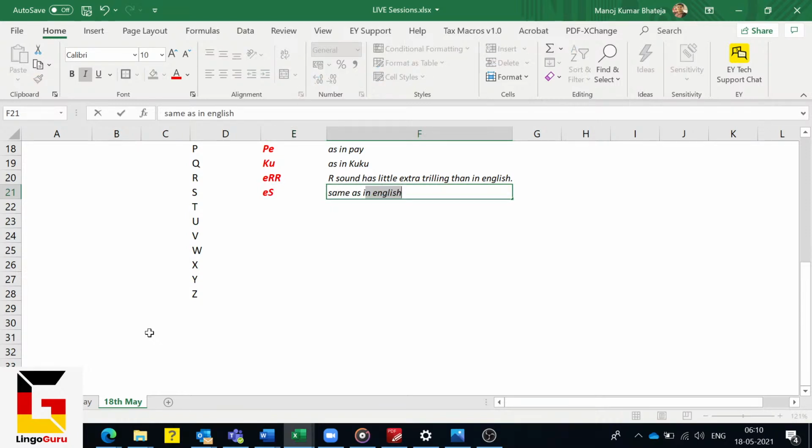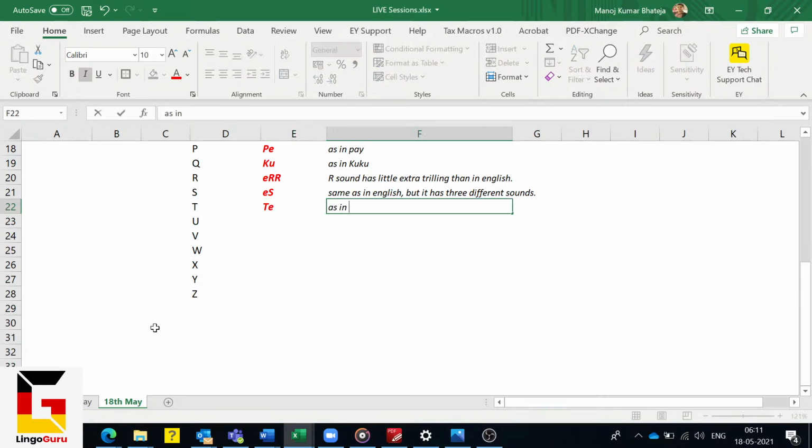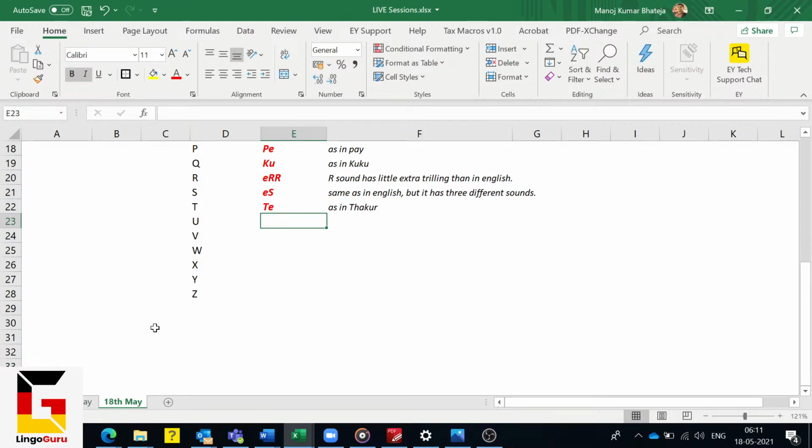This is S. Same as in English, but it has three different sounds. That's what we are going to talk about today. In what cases, what sound? Okay, same as in English. Three different sounds. This is tay, as in a tuple. Tay.